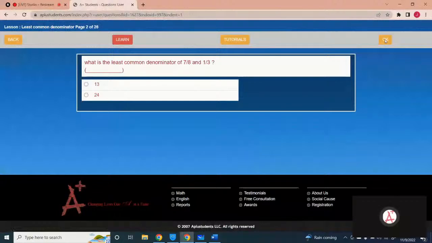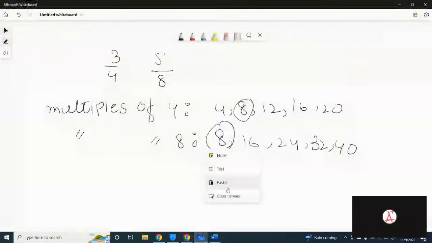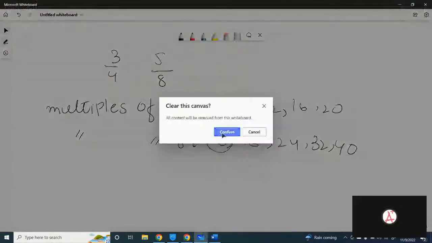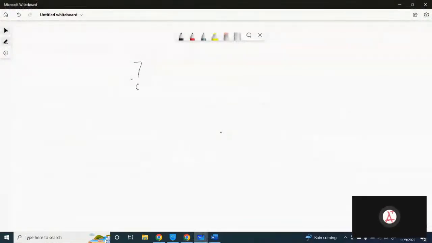Okay, the next one is, what is the least common denominator of 7 over 8 and 1 over 3? 7 over 8 and 1 over 3. Okay, start writing the multiples of 8 and 3.